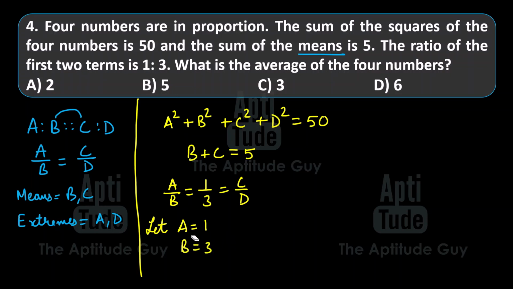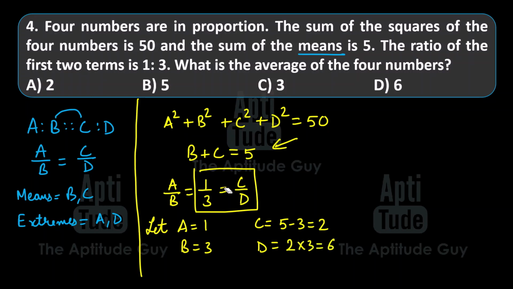Now what happens? If B is 3, then according to this equation, we have to find C. Now B plus C is 5 and B is 3. So C will be how much? 5 minus 3, that is 2. And if C is 2, then according to this equation, we have to find D. D will be equal to what? D comes this side, 3 comes this side. C into 3. C is 2 into 3, that is 6. Okay. So 1, 3, 2 and 6.